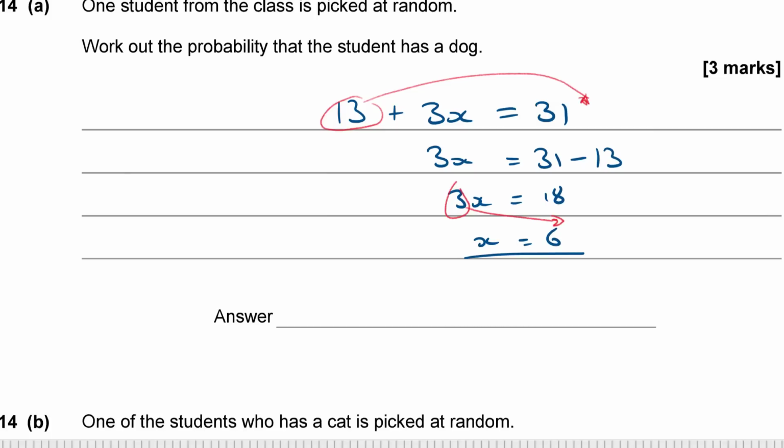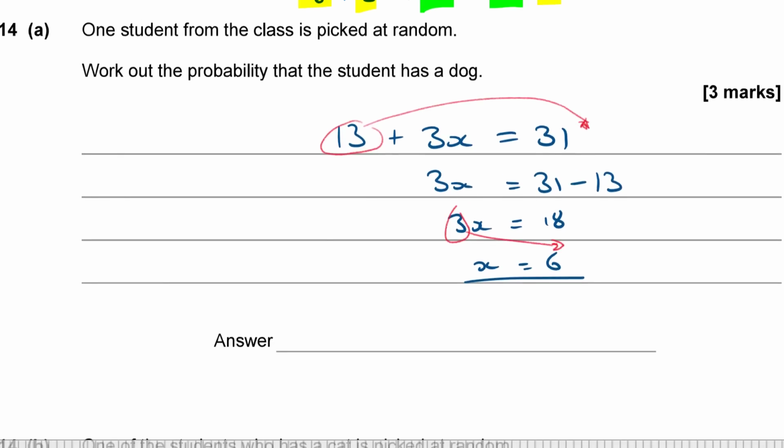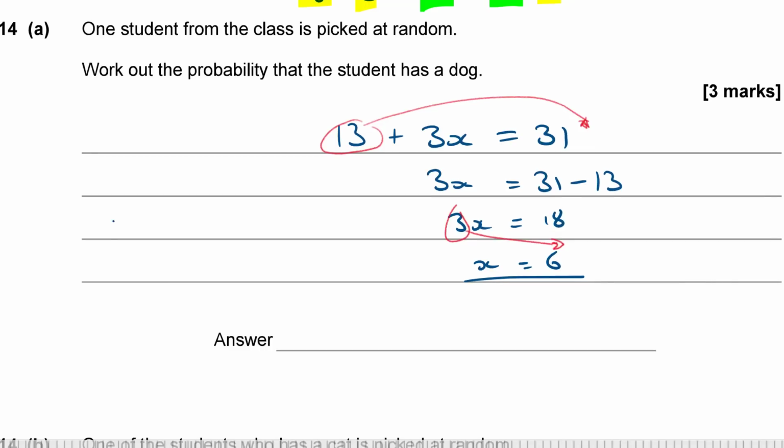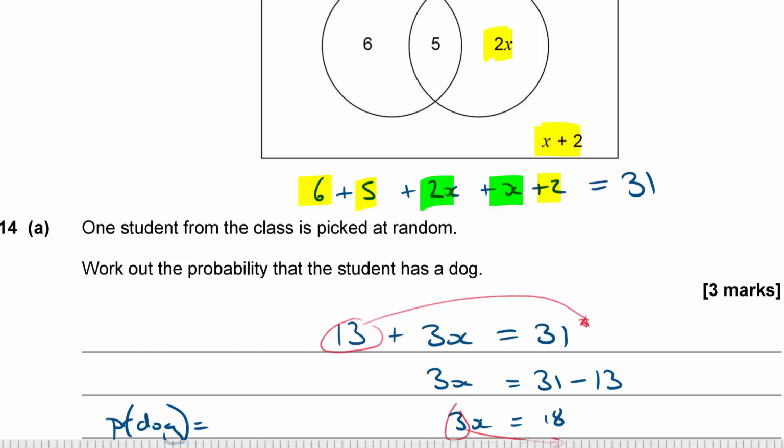Okay, now remember, that wasn't the question though. The question wasn't find x. The question was work out the probability that the student has a dog. So the probability of a dog is going to be successful outcomes, how many students there are with a dog. Okay, so we've got 5 people have a cat and a dog, and 2x people that have a dog.